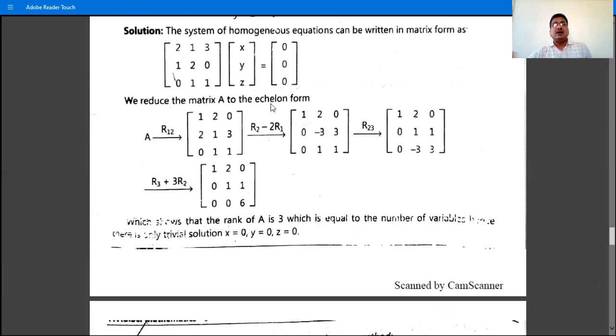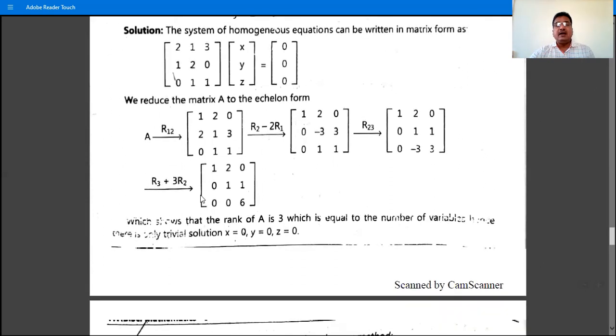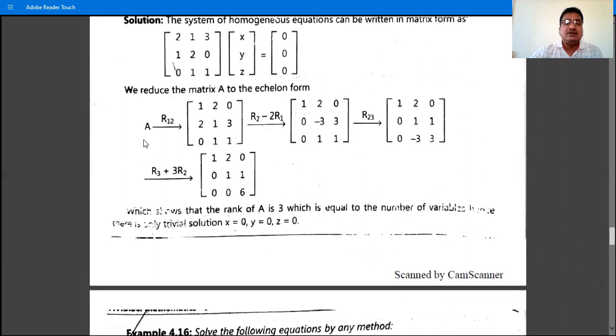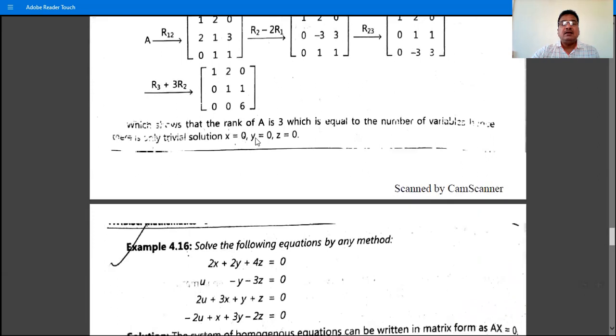So in the homogeneous system, either consider the augmented matrix A0, or consider the coefficient matrix A. A0, that is 1 2 0, then 2 1 3, 0 1 1, and the last column is 0 0 0. So consider the augmented matrix A0, or just consider the coefficient matrix A, and reduce the matrix to echelon form. So this is the echelon form, and then rewrite the equations.